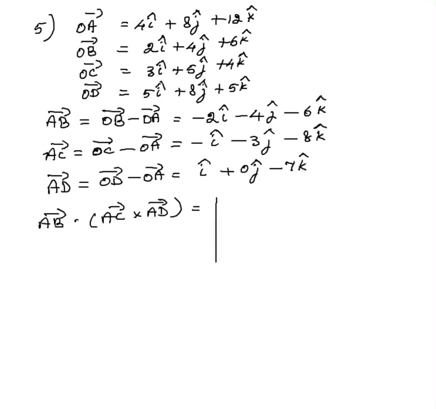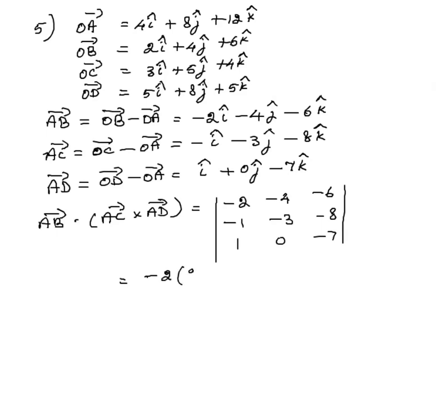which can be written as a determinant. Components of the first vector minus 2, minus 4, minus 6. Then components of the second vector and then the third. Let us expand this determinant.